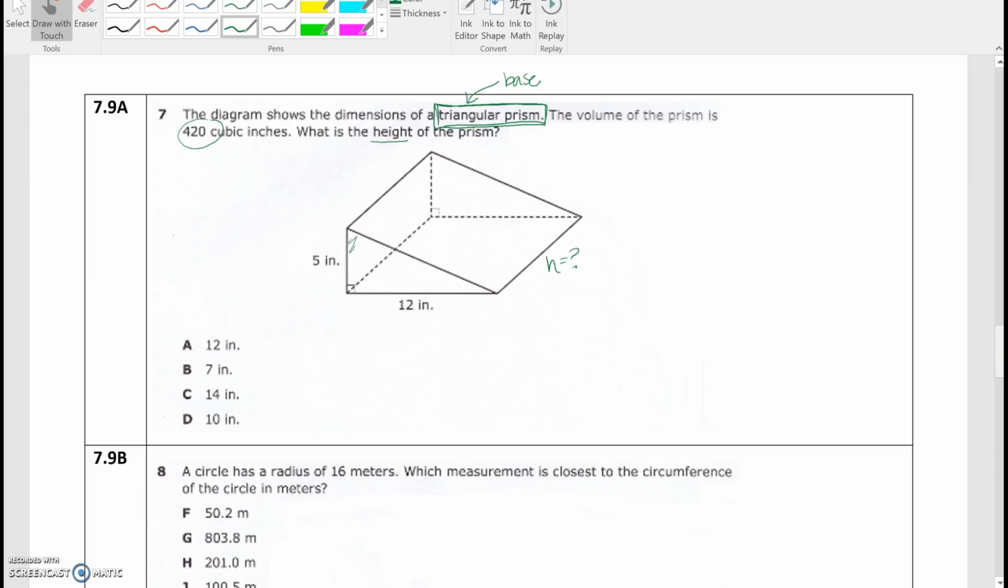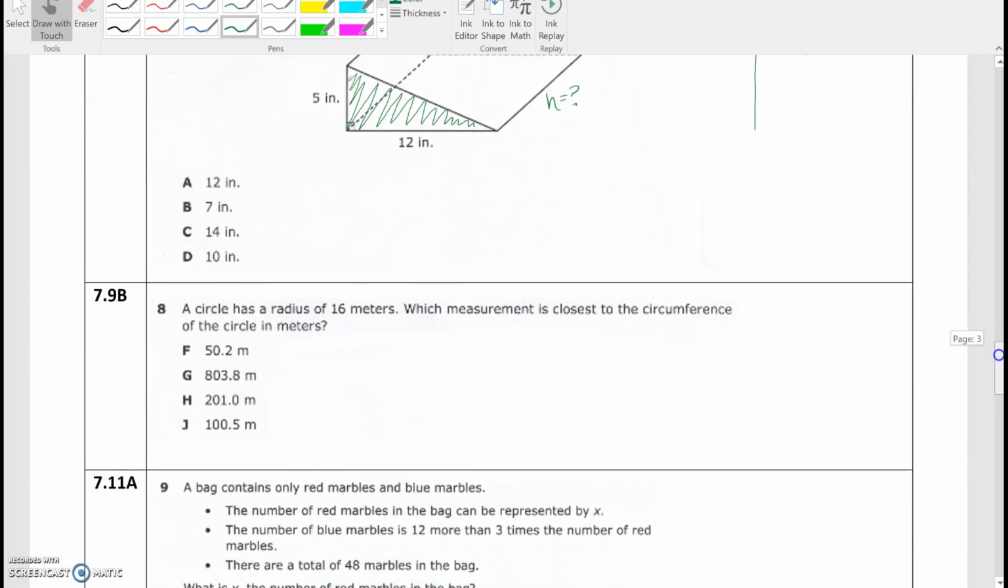Don't forget, if you shade in your base, remember it's a triangle. So V equals area of the base times height. And it's a triangle, so big B is A equals 1/2 BH. Plug in your numbers here to solve for big B, and then plug in your volume and solve your equation to solve for H.